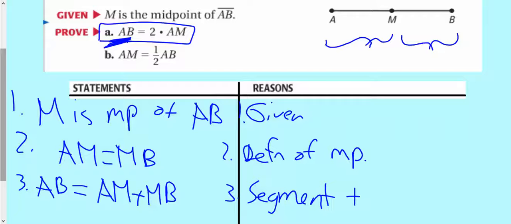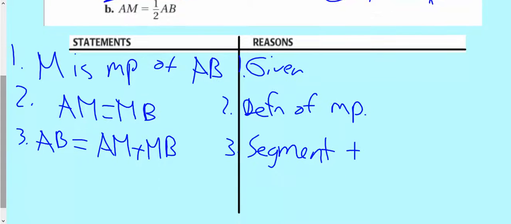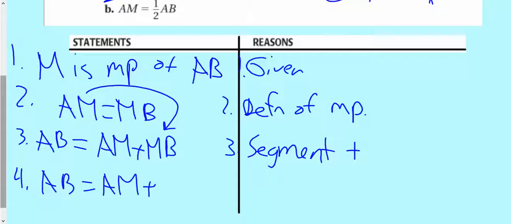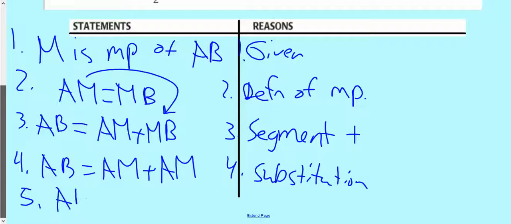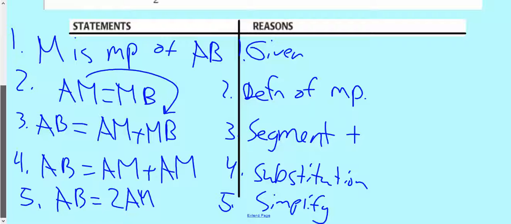Now I'm trying to get AB to be twice AM. Well, I have one AM already, but I have an MB instead of another AM. So this here is going to come right there, and that is a substitution. AB equals AM plus AM. I'm taking out the MB and replacing it with an AM because they're equal. Substitution. And now we're just going to simplify. AB is equal to twice AM. You can just say simplification. They might say addition or something, but we're just simplifying. And then we're done.